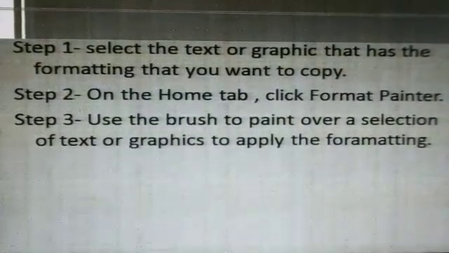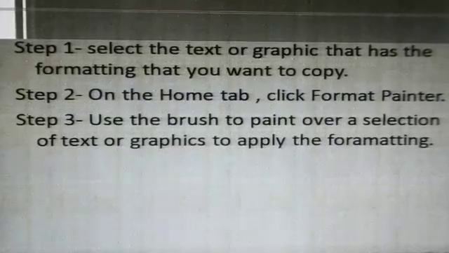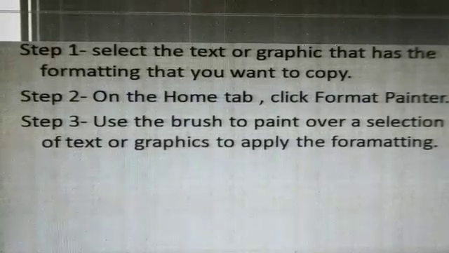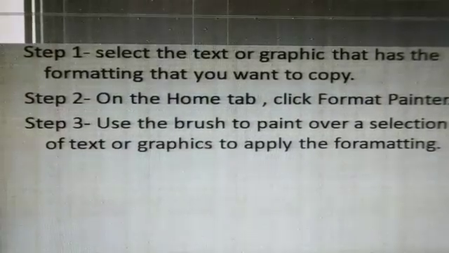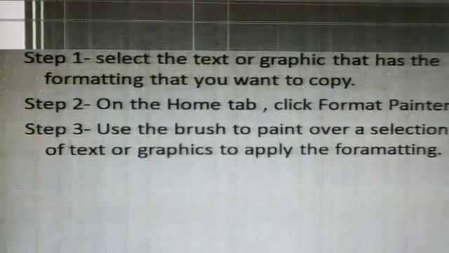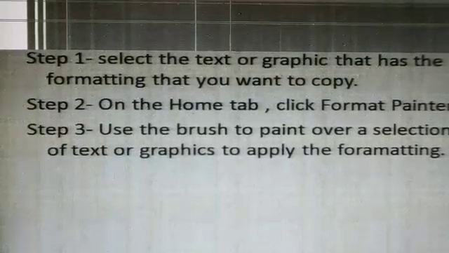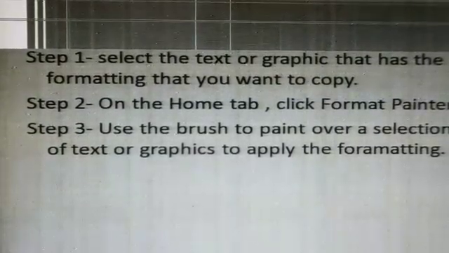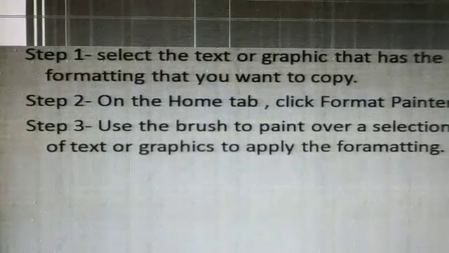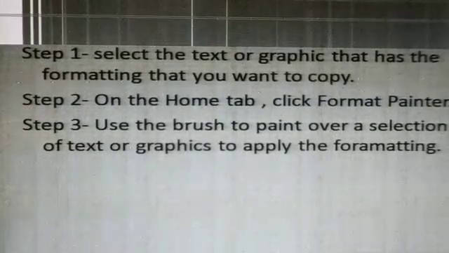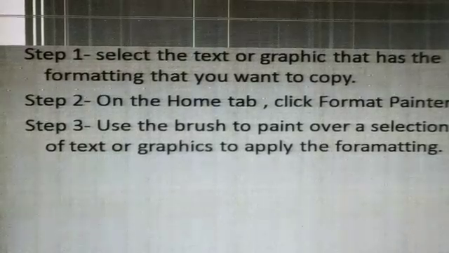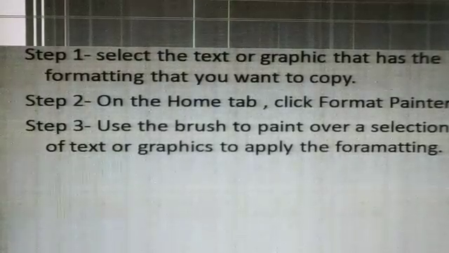Students, these are the steps. With the help of these steps you can apply Format Painter on your text. Step 1. Select the text or graphic that has the formatting that you want to copy. First you have to select that graphic or text that you want to copy. Step 2. On the Home tab, click Format Painter. Then step 3. Use the brush to paint over a selection of text or graphics to apply the formatting.